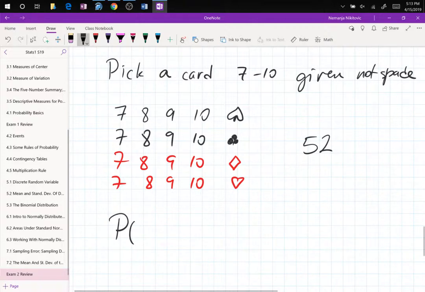Did we use the formula probability A and B divided by probability B? Yeah, but we need to set it up. That's the formula, and if you can argue your way through it without a formula, that's fine as well. It's just that I'm constantly flipping it in my head. So pick a card, 7 to 10 inclusive, given that it's not a spade.